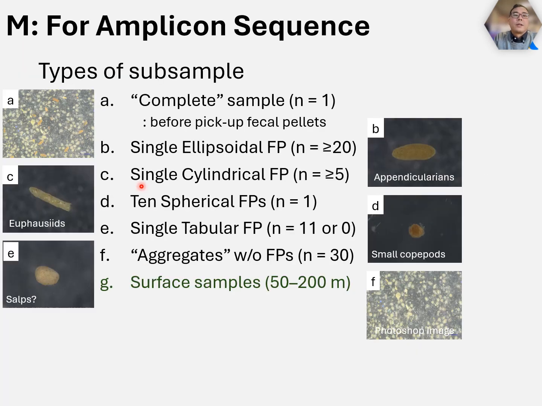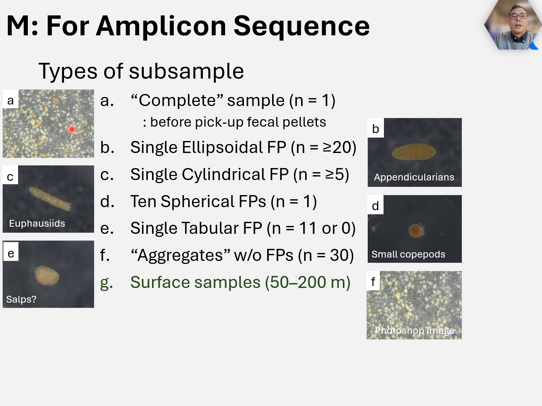The phytoplankton in the sediment traps were identified by amplicon sequencing. We prepared 6 types of subsamples from the sediment trap bottle. One is the complete sample, which can show the whole phytoplankton community in the sinking particles.